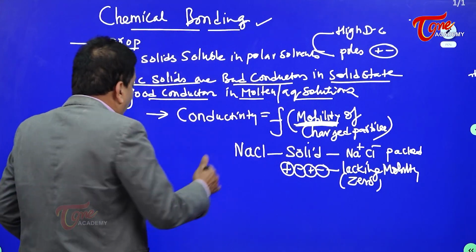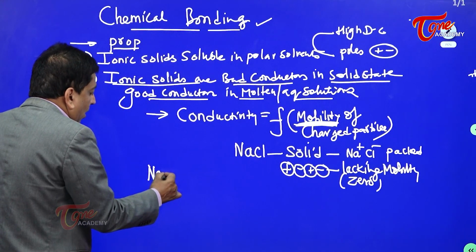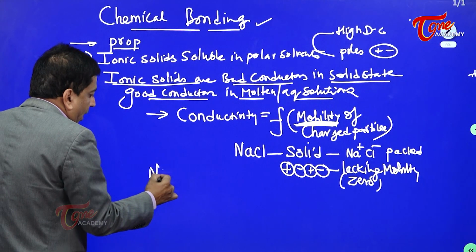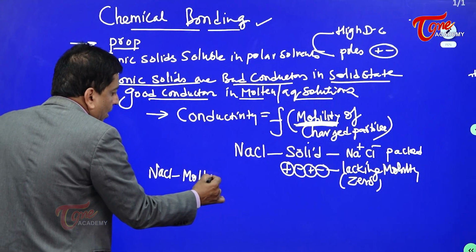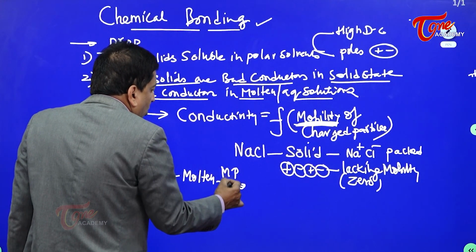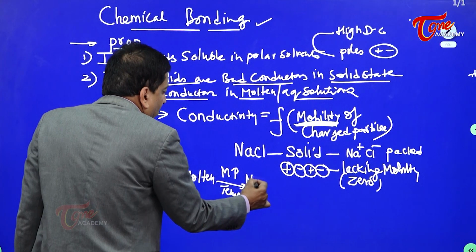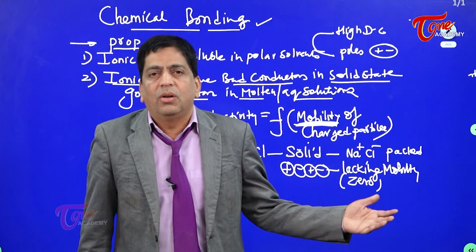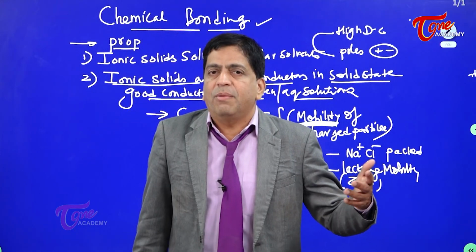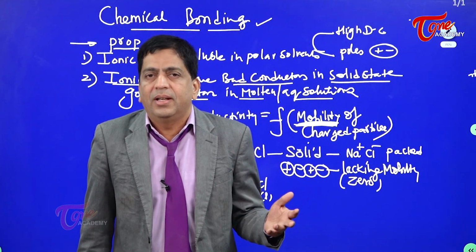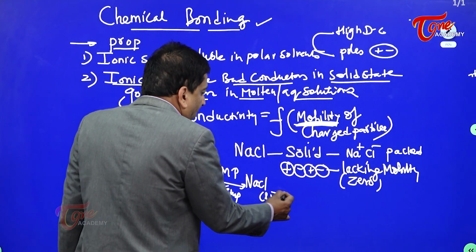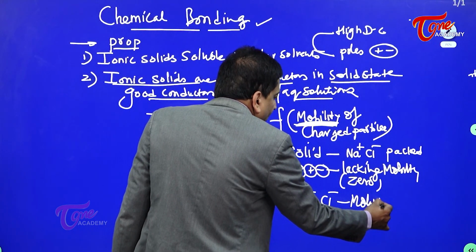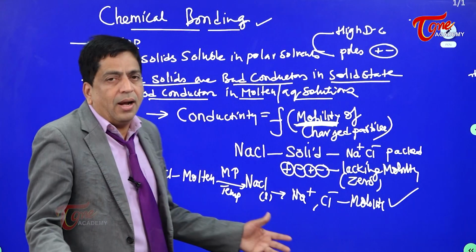And the second thing, if you actually see NaCl in molten state, molten state means it is at its melting point temperature. Then it becomes NaCl liquid. You melted it. And we were told in school that solids have zero freedom, liquids have moderate freedom, and gases have very high freedom. So what is happening in liquid? You have Na plus and Cl minus mobility. Yes, they are mobile now.